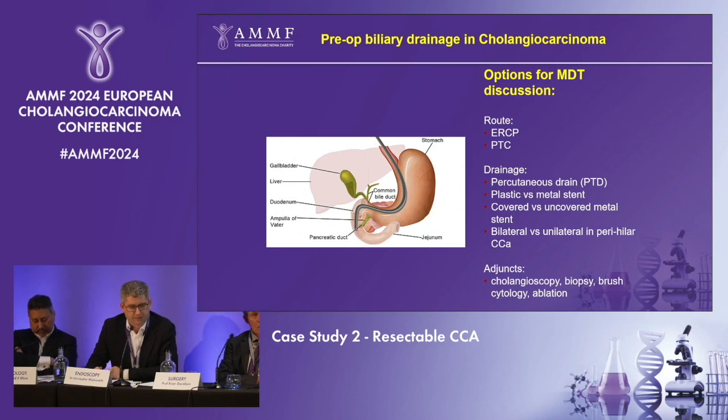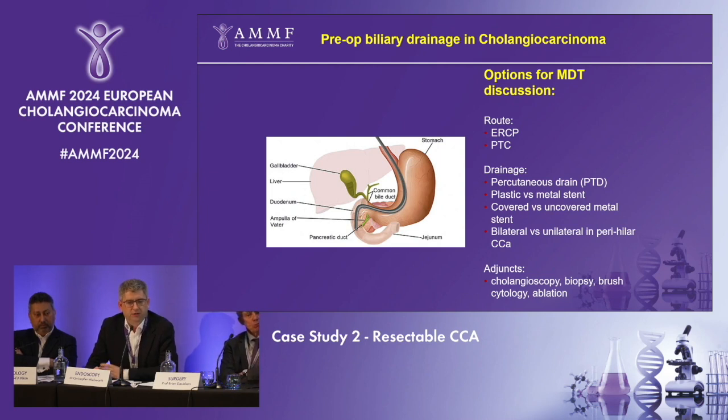external drains. Another discussion that goes on at the MDT is whether to use a plastic or metal stent to try and maintain drainage if we're not going to use an internal-external drain placed by the percutaneous route. And that tends to be dictated by our certainty about the location and the nature of the tumour. And that leads on to the next step, which is if we're going to use a metal stent, do we use a covered or an uncovered metal stent? Because covered metal stents are removable, uncovered metal stents are categorically, effectively not removable.